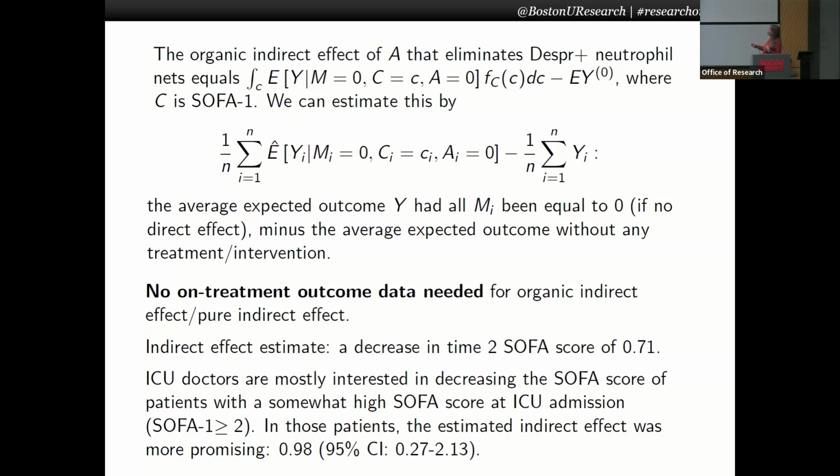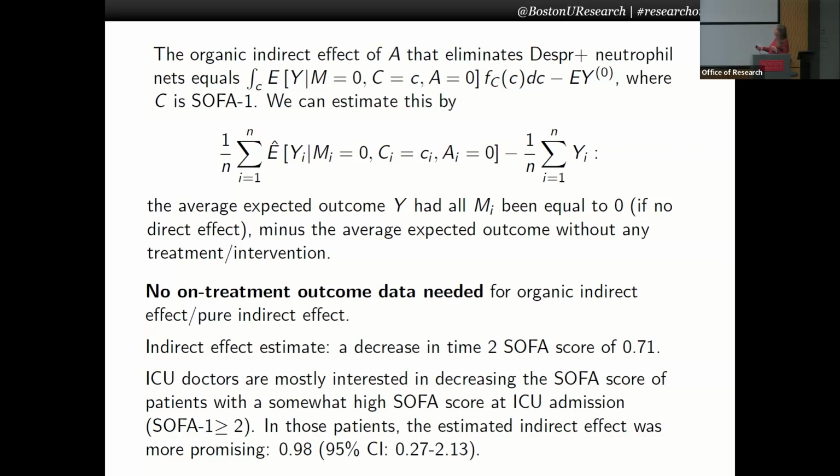And then what we did, the important thing here is no outcome data under treatment are needed to do this kind of exercise, because we are only estimating the indirect effects and not the total or the direct effect. The indirect effect, however, is the one that they try to estimate before they enter a trial. It's the intended effect of the treatment.